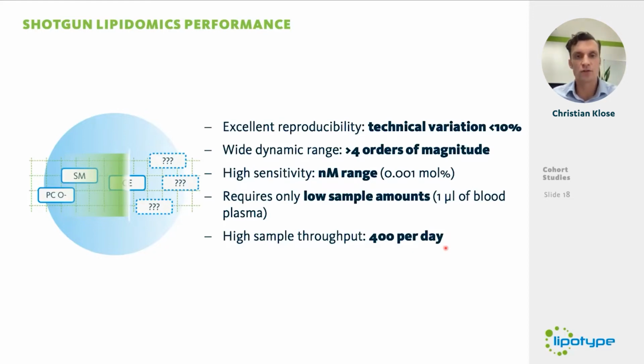Technical variation is usually less than 10%. We achieve a wide dynamic range, greater than 4 orders of magnitude. Sensitivity is in the nanomolar range, and we require really only low sample amounts. For example, 1 microliter of blood plasma is sufficient to get a full panel of lipids analyzed from a blood sample. And the method is designed for high throughput, so we can analyze 400 samples per day with the current setup here at Lipotype.